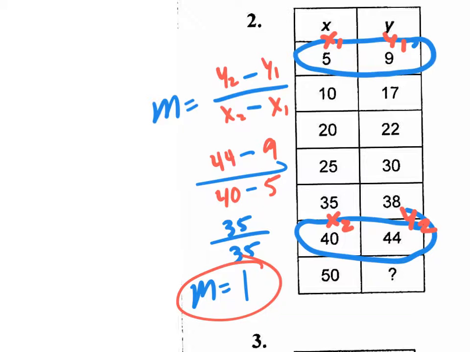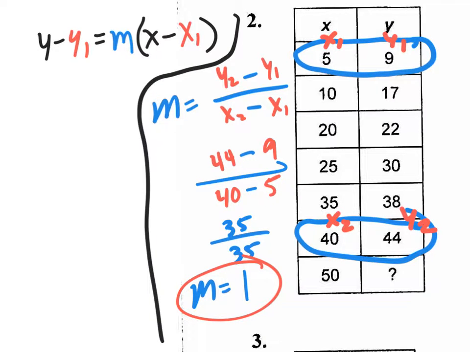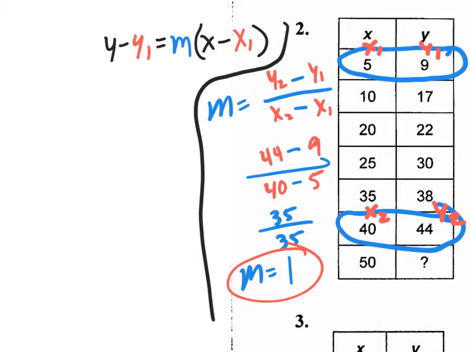Let me do it right here on the side. Point slope form is y minus y1 equals m parentheses x minus x1. And when you use it, use blank spots. Y minus y1 equals m parentheses x minus x1. So our y1 value is 9. Our m value, we said, was 1. Our x1 value is 5.